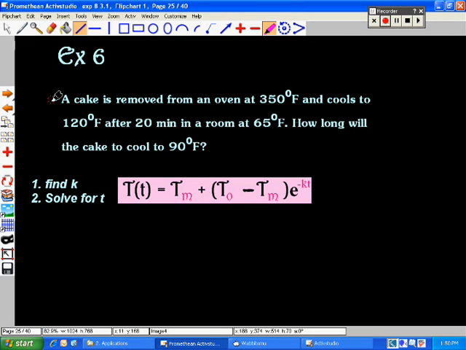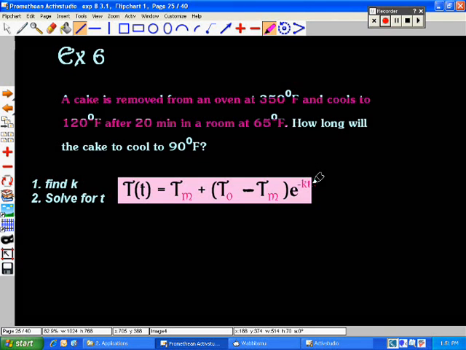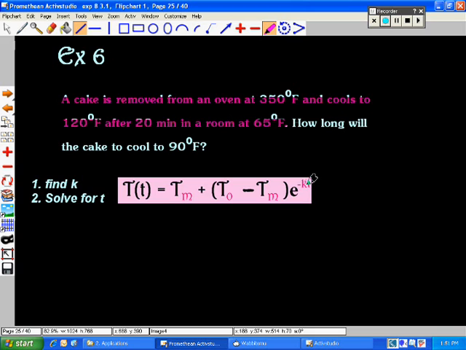What I'm going to do first is use the first two sentences. These first two sentences, plugging in these numbers, is going to help me find the constant k. So the temperature of the surrounding medium, Tm, that's the room temperature, 65. The original temperature when the cake came out was 350 degrees. Again, the temperature of the surrounding medium was 65. And then after 20 minutes, I'm going to plug that in for t. The cake is 120 degrees Fahrenheit. That's going to be our T of t. So let's go ahead, plug these numbers in, and solve for our constant k.